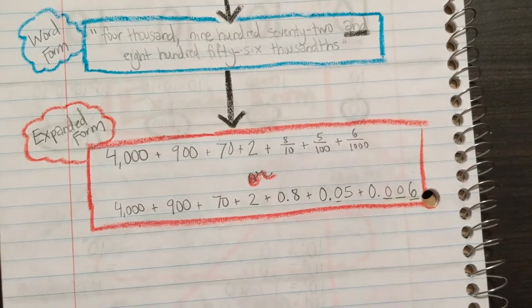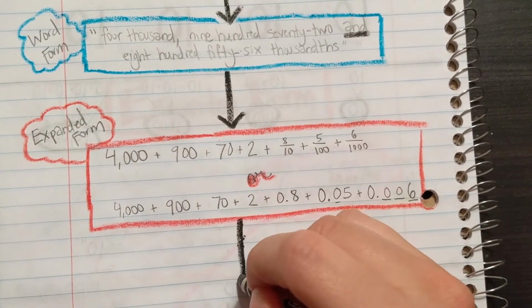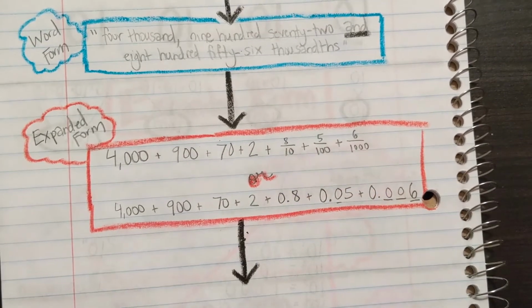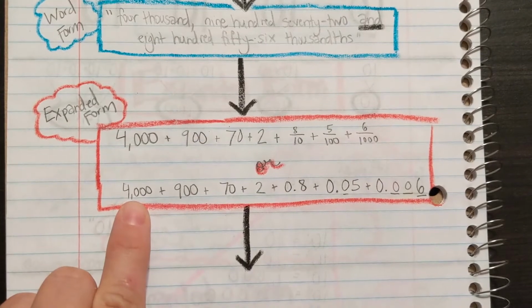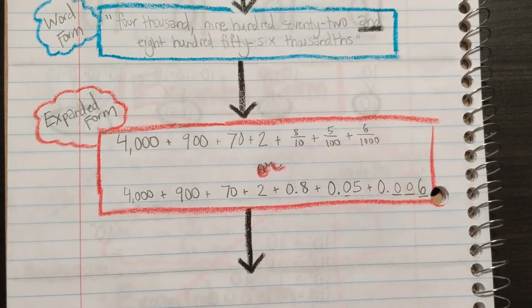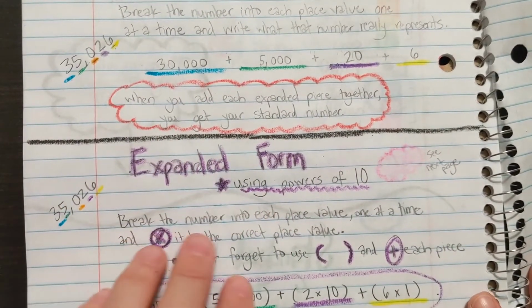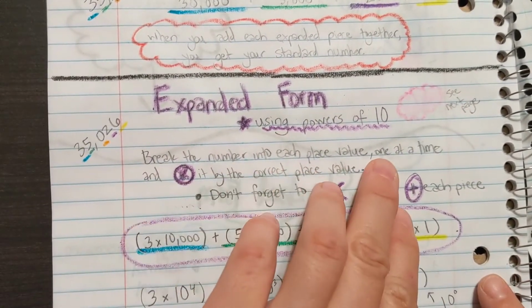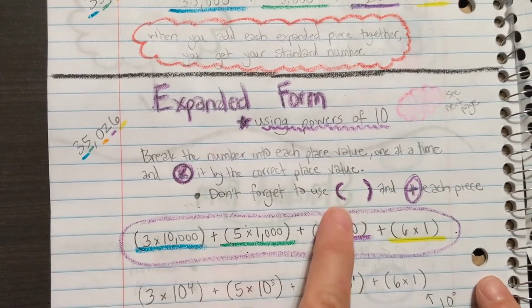The last method we have to review is how to do expanded form, but using powers of 10. Remember that practice? Using powers of 10. So instead of just, what does that mean? You're going to pull the digit and multiply it by the place value. Let's just double check what our purple notes look like here. Break the number into each place value one at a time and multiply it by the correct place value.